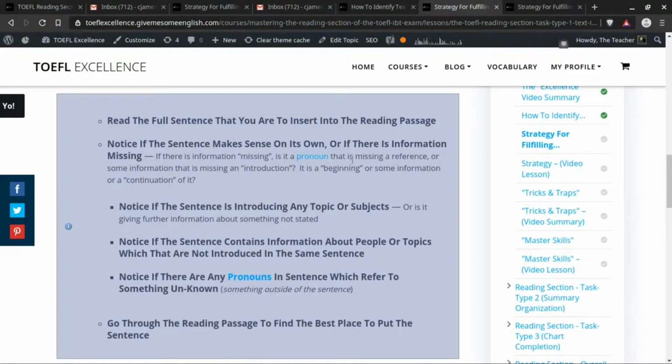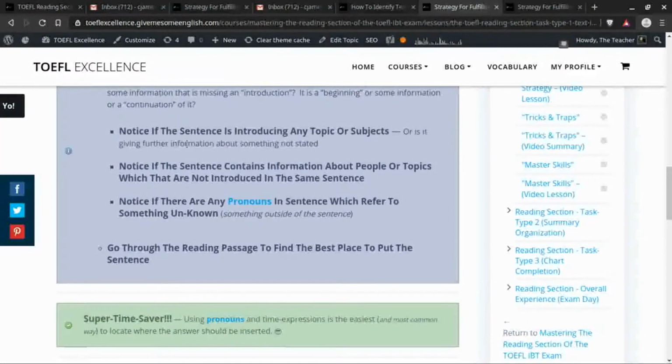So you have to look to see if there's a pronoun in the sentence which is referring to something which is not in the same sentence. If that's the case, it's almost always going to be referring to something in a sentence before where the sentence goes. It could also be introducing some information, or giving more information about some information, which obviously has to go before it. So when you're looking for potentially missing information, think about, is this beginning some information or the continuation of it?